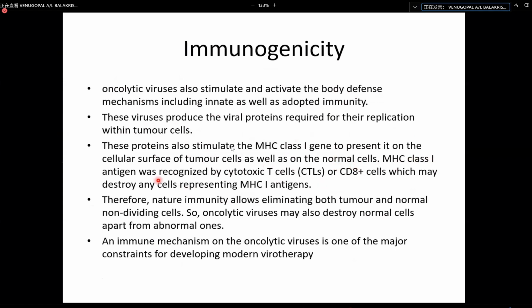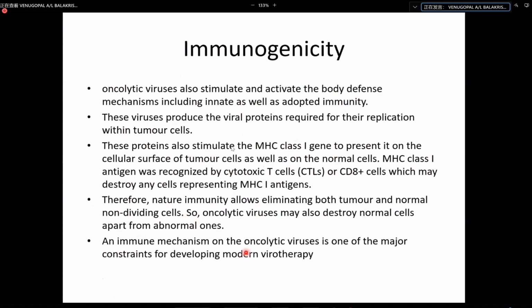MHC class 1 antigen is recognized by the cytotoxic T cells or CD8 plus cells, which may destroy any cell presenting the MHC 1 antigen of the virus, not the therapy virus, but the viruses which can cause cancer. So therefore, natural immunity allows eliminating both tumor and normal non-dividing cells. Therefore, oncolytic viruses may also destroy normal cells apart from the abnormal ones. So this is the drawback, a small drawback here.